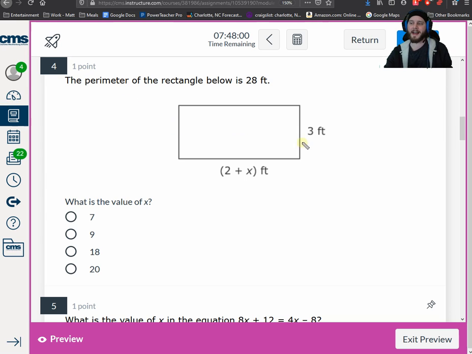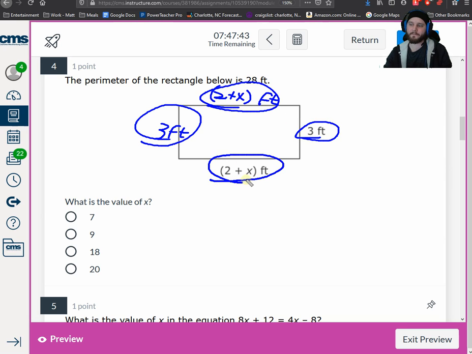For number 4, finding perimeter, but with variables. Remember that perimeter is adding all of these sides together. If it helps, write in the rest of it. 2 plus x feet. We are adding all 4 of these amounts. We are adding 3 plus 3 plus 2 plus x plus 2 plus x. You can really erase your parentheses if it's all addition. And that's going to equal the total perimeter, 28. I can't actually see it, that line's blocking it.